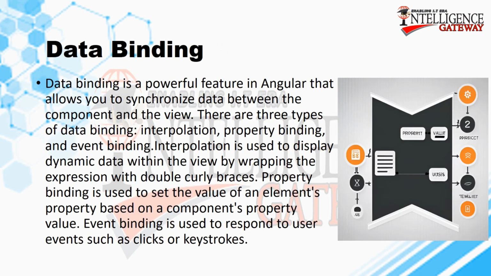Data binding. Data binding is a powerful feature in Angular that allows you to synchronize data between the component and the view. There are three types of data binding: interpolation, property binding, and event binding. Interpolation is used to display dynamic data within the view by wrapping the expression with double curly braces. Property binding is used to set the value of an element's property based on a component's property value. Event binding is used to respond to user events such as clicks or keystrokes.